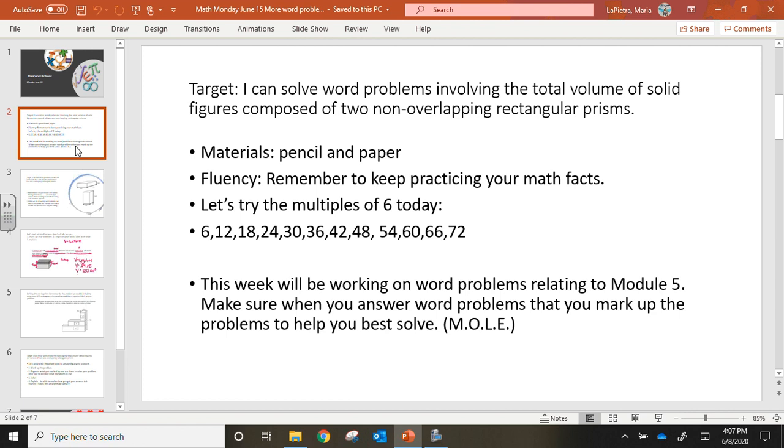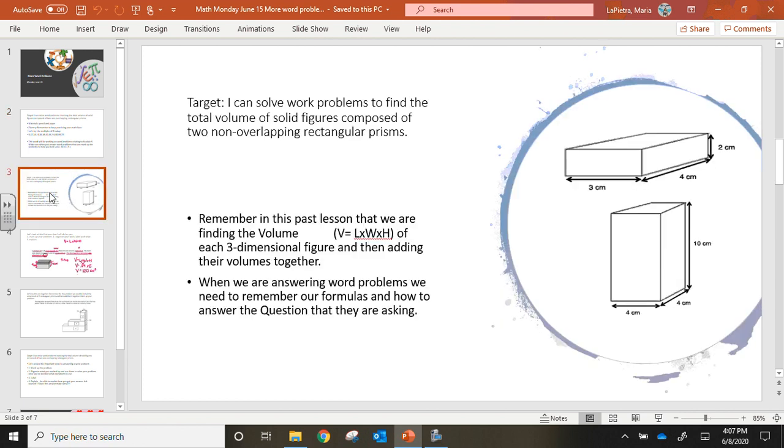Okay, so make sure when you answer word problems that you mark up the problems in ways that help you best solve the word problem. And what I mean by that is we want to use M-O-L-E. This isn't the first time that I've mentioned this. I have also put this on other videos to you, and I will keep referring back to that.